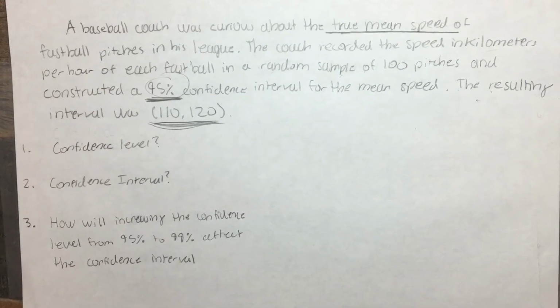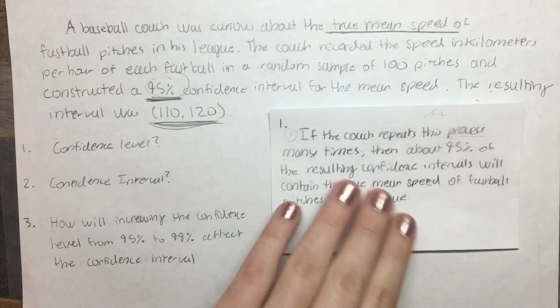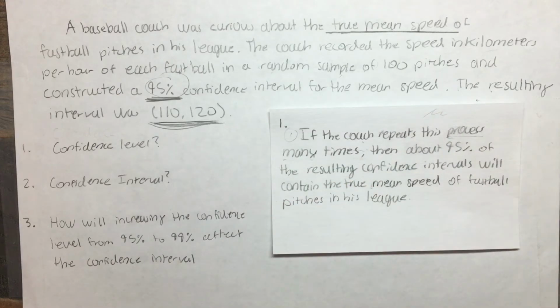Okay, so the first question is, what is the confidence level? And interpret the confidence level. And I'm going to give y'all the answer and then I'm going to explain it. So, this is the confidence level interpreted. If the coach repeats this process many times, then about 95% of the resulting confidence intervals will contain the true mean speed of fastball pitches in his league.